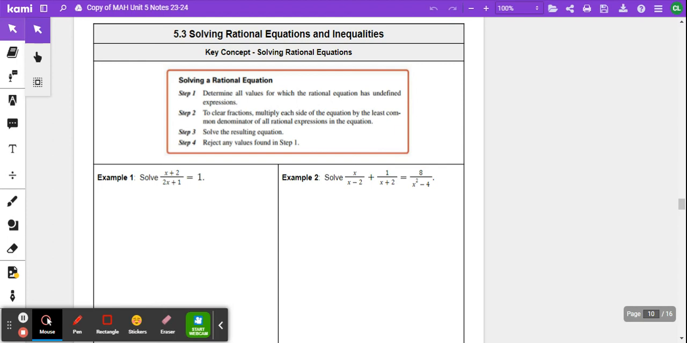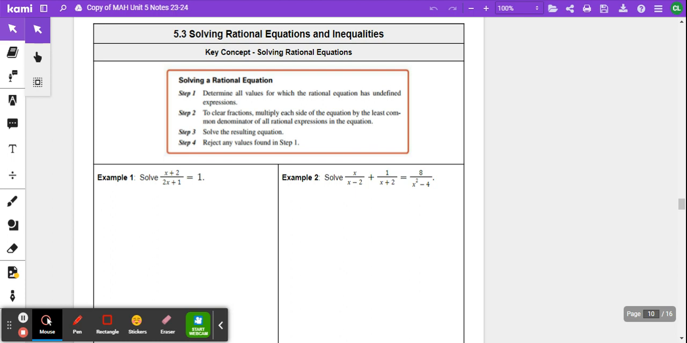Hi, let's take a look at notes 5.3. So the first thing we're going to do is look at these four steps. And the very first step says to solve rational equations. Remember, equations that are rational just have variables in fraction form. That's really what that is.